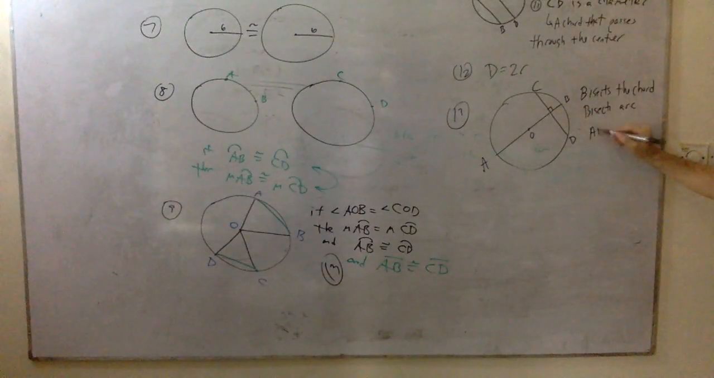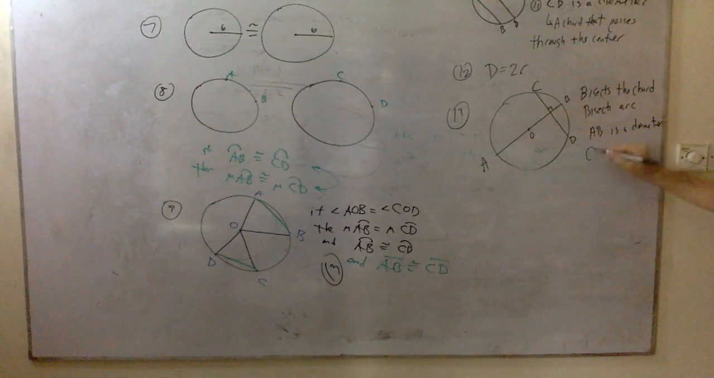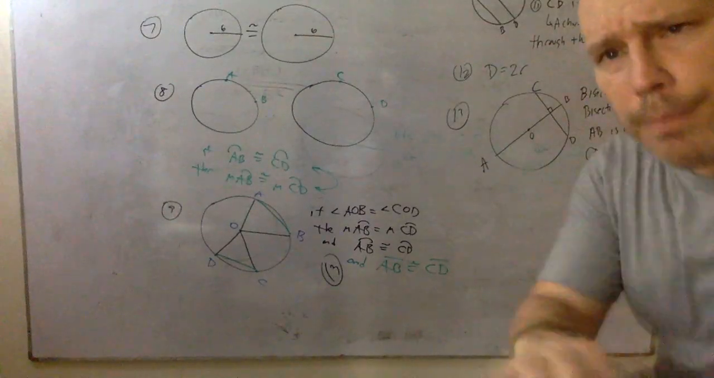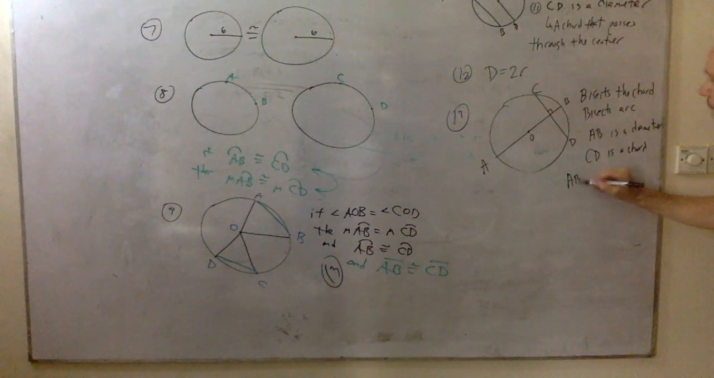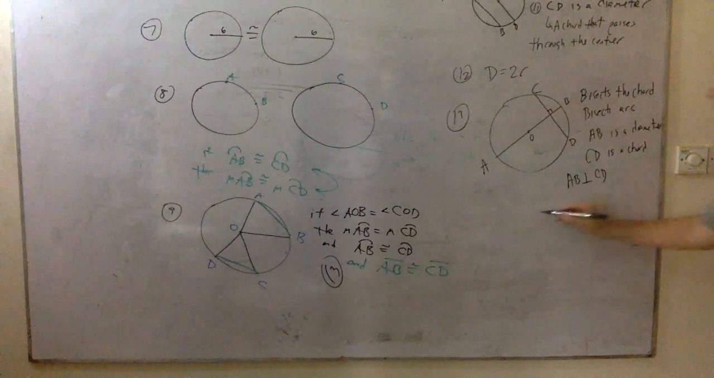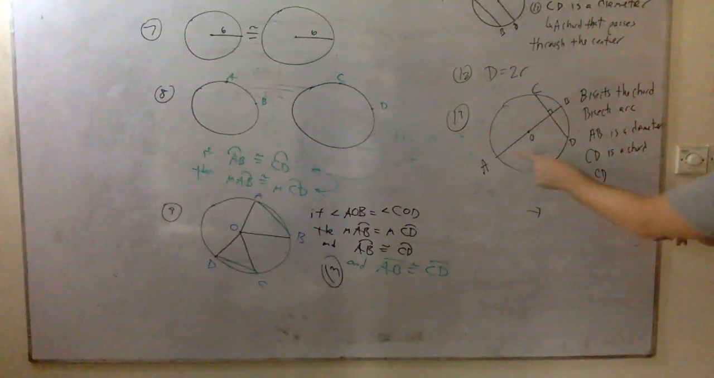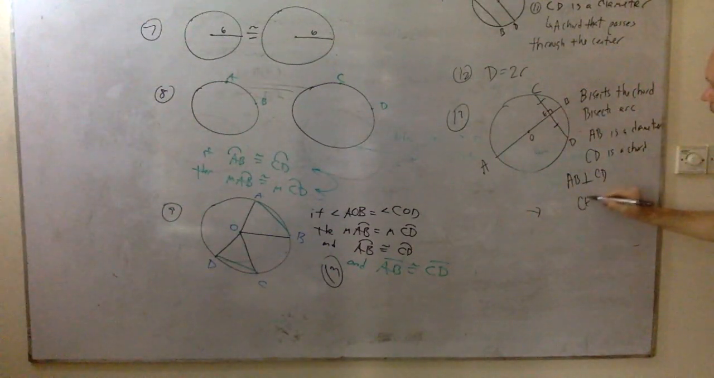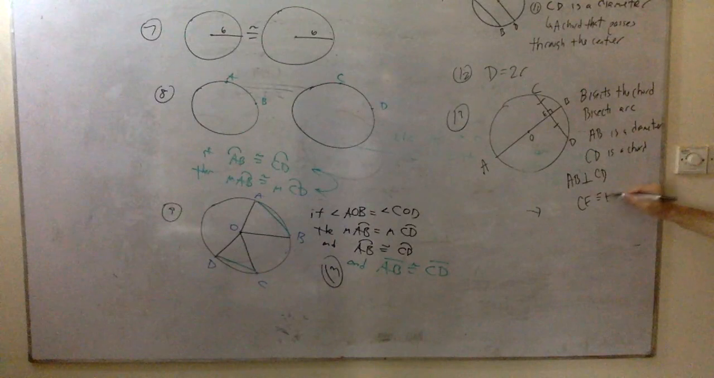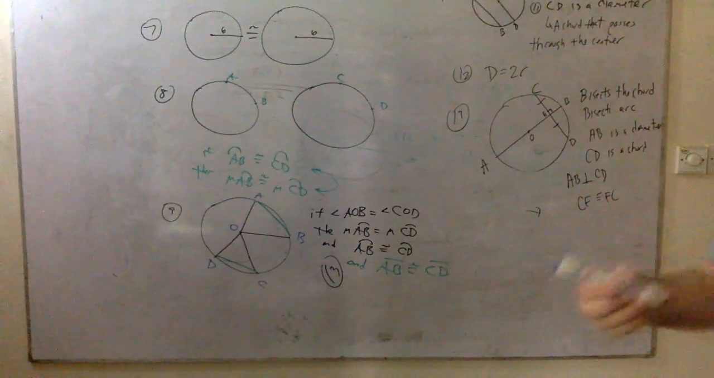So if AB is a diameter and CD is a chord, and what else is in our hypothesis? That we're told that AB is perpendicular to CD. Then first, we're told that AB bisects this. Let's call this E. So CE is congruent to ED, and it bisects the chord up here.